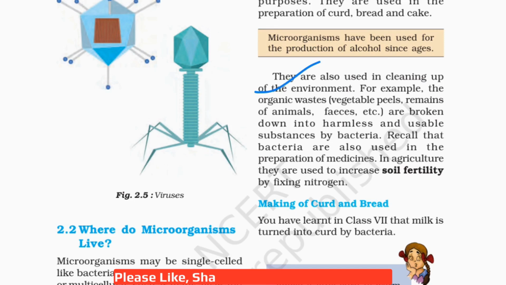They are also used in the cleaning up of the environment. For example, organic waste, vegetable peels, remains of animals, feces, etc. are broken down into harmless and usable substances by bacteria. Bacteria are also used in the preparation of medicines. The penicillium is used in the preparation of penicillin medicine. Then in agriculture, they are used to increase soil fertility by fixing nitrogen. This I have already told you. Blue-green algae help to fix nitrogen gas of the atmosphere and increase soil fertility.